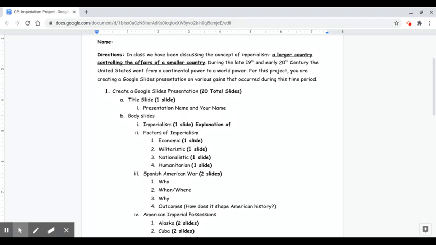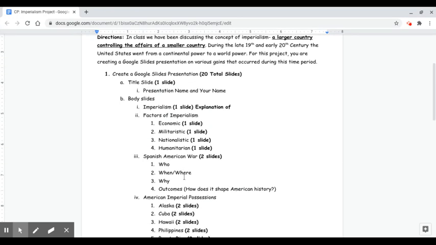You will then do one slide on each of the following. These are the factors of imperialism. You're going to explain them. Economic factors. For example, the United States colonizing a Middle Eastern nation benefits us economically because we get oil. The United States colonizing a country with a large population benefits us economically because we get new markets. Militaristic. This is obvious. Colonization of any colony or territory allows us to build a military base and protect ourselves. Nationalistic and humanitarian. Each of those will have one slide.